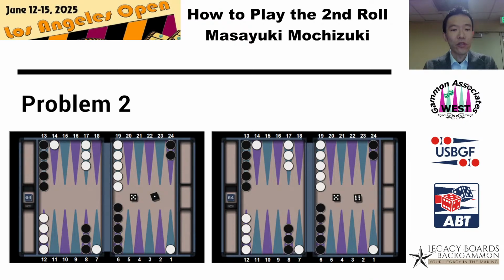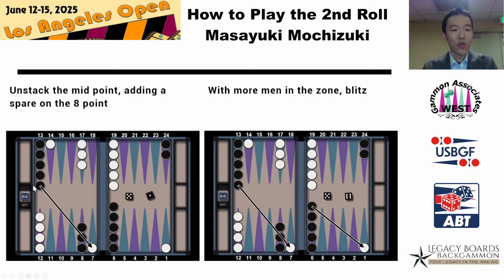Okay, problem number 2. Same rule. You have to hit the outside, right? So you have to hit with an ace, or you have to hit with the 6. And how do you play 5? 13-8. Yeah. So on the left hand side, you gotta play 13-8. You need to add the spares on the 8-point.